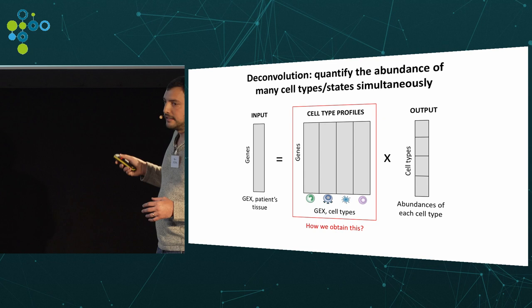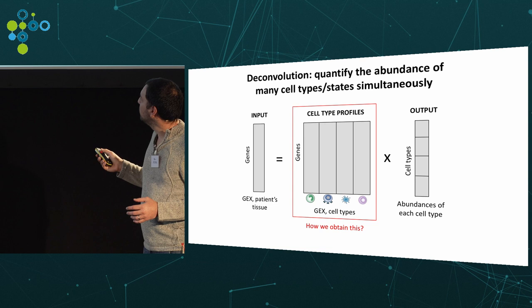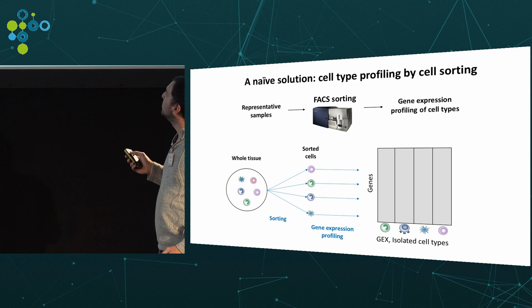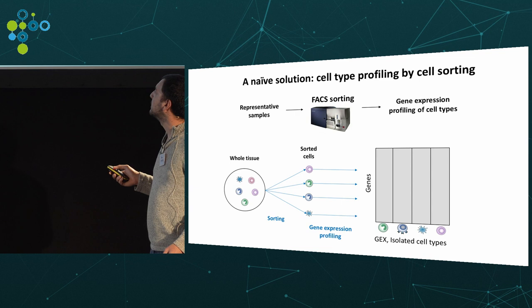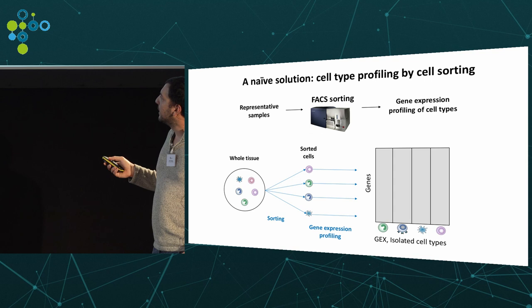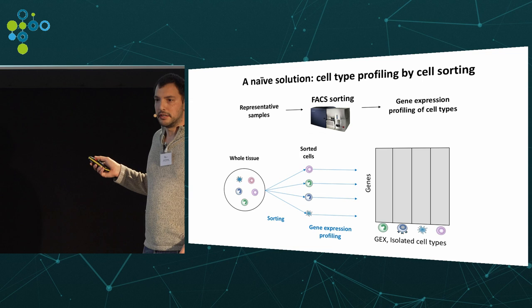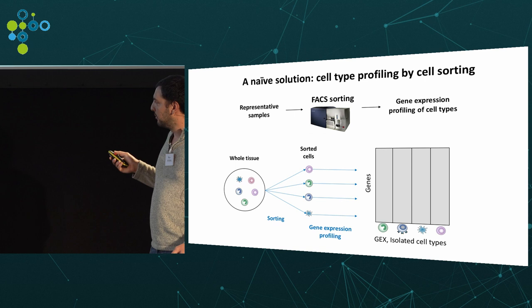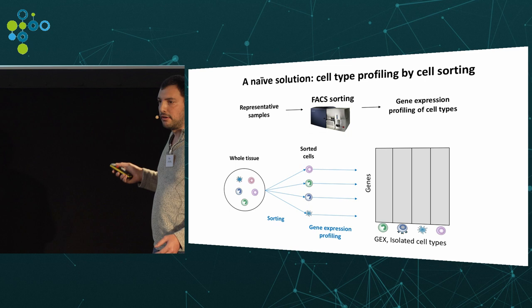This is in general. But how can we obtain these cell type profiles? The naive way to do it is to use sorting, and it was done many times in the past, until single cell was the main thing. If you take the whole tissue and separate it into distinct cell types, and then take each one of the cell types and do profiling of its gene expression, you'll get for each cell type the gene expression profile of this cell type.